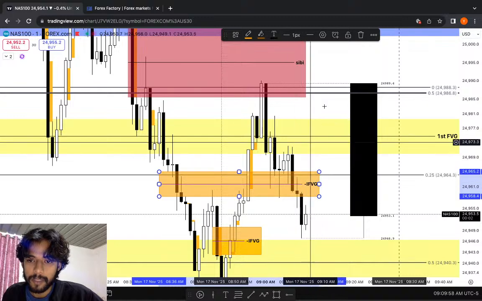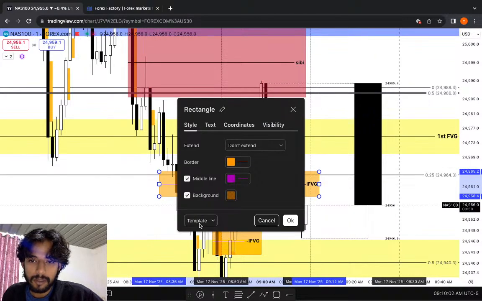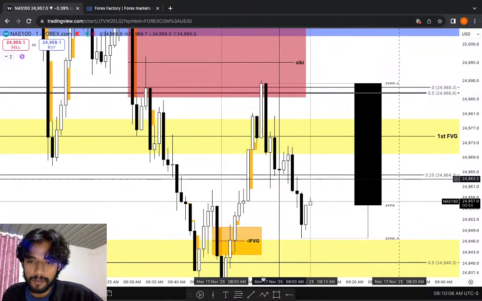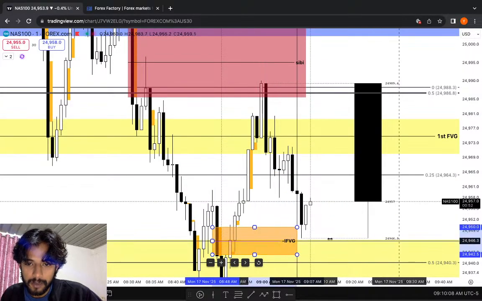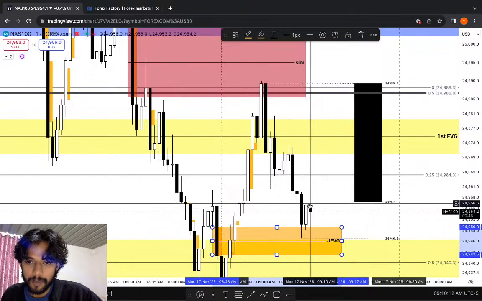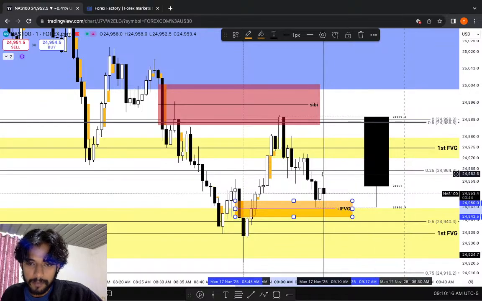This gap got breached on the upside. Again, let's see. Price came inside this inversion fair value gap, and we have this closing at 910.